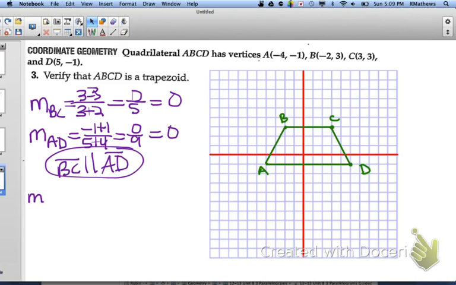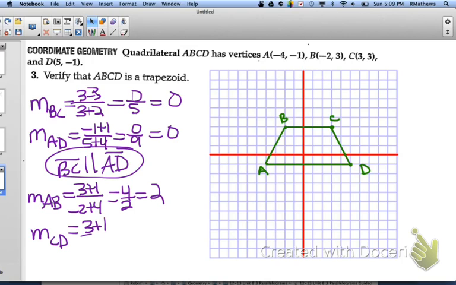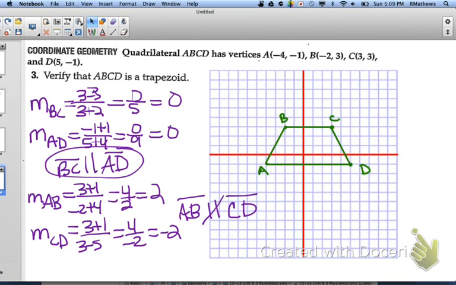Now I need to prove that AB and CD are not parallel. So the slope of AB is going to be 3 plus 1 divided by negative 2 plus 4. That equals 4 divided by 2, or 2. And then the slope of CD is going to be 3 plus 1 divided by 3 minus 5, which equals 4 divided by negative 2, or negative 2. These slopes are not the same, so I can say that AB is not parallel to CD. Therefore, because these are true, this is a trapezoid because there is only one pair of opposite sides parallel.